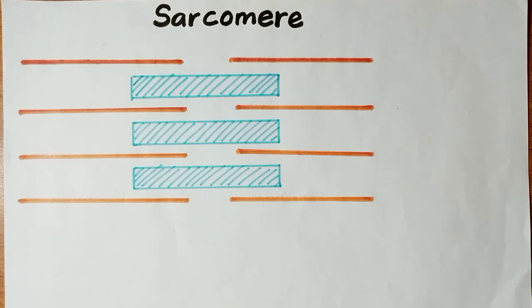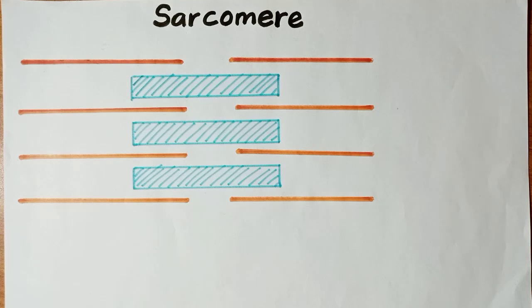In this video, we are going to talk about the sarcomere. We know that the sarcomere is the basic functional unit of the myofibril, that means in muscles. So these are the things that contract the muscles. These are the smallest unit that helps to contract the muscle.